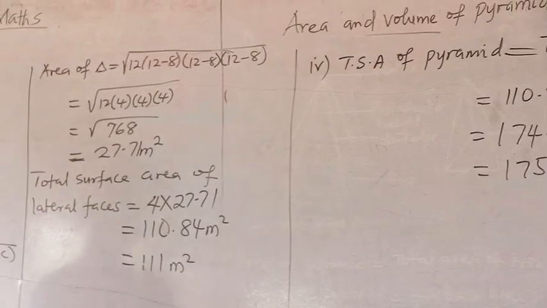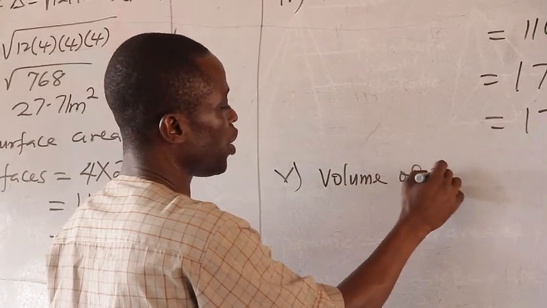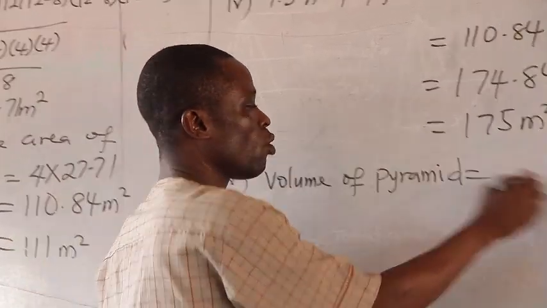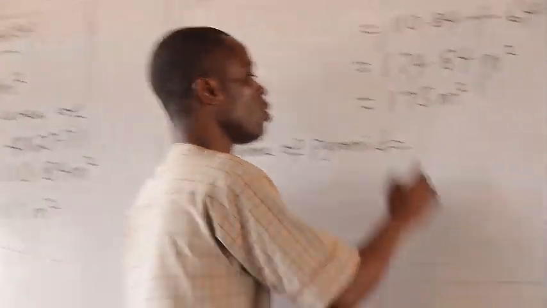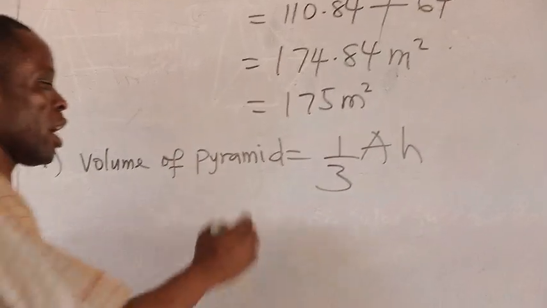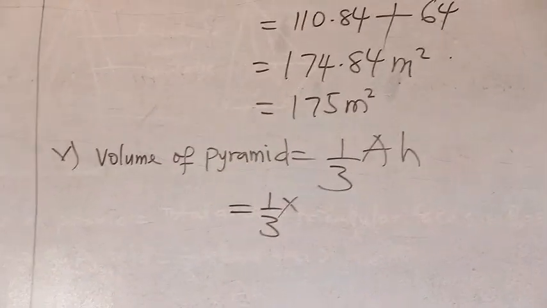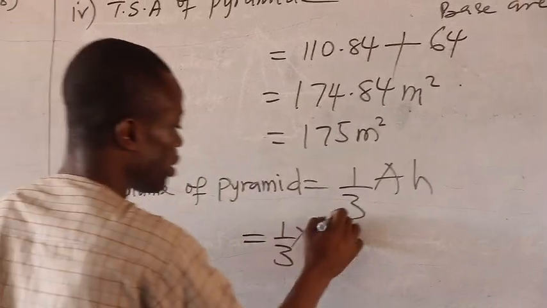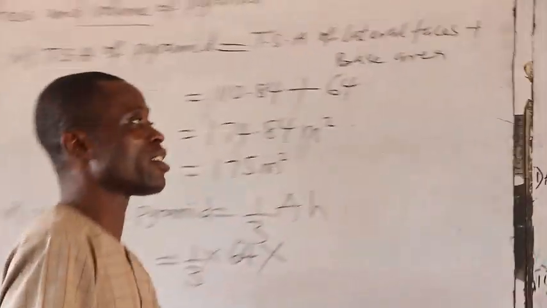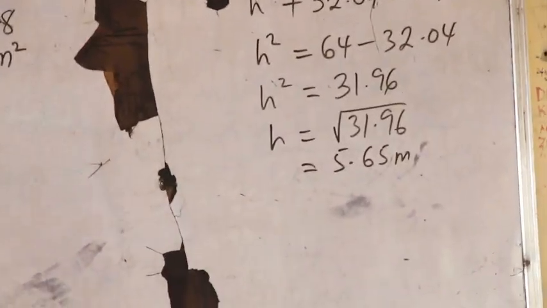And the last one is volume of pyramid, which is the fifth one. Volume of pyramid is equal to, you state the formula as 1 over 3 AH. And you now do the substitution. Base area is what? 64. That is question 1. And what is the height? Height is the perpendicular height and not the slant height. This is the slant height. But the perpendicular height is 5.65.